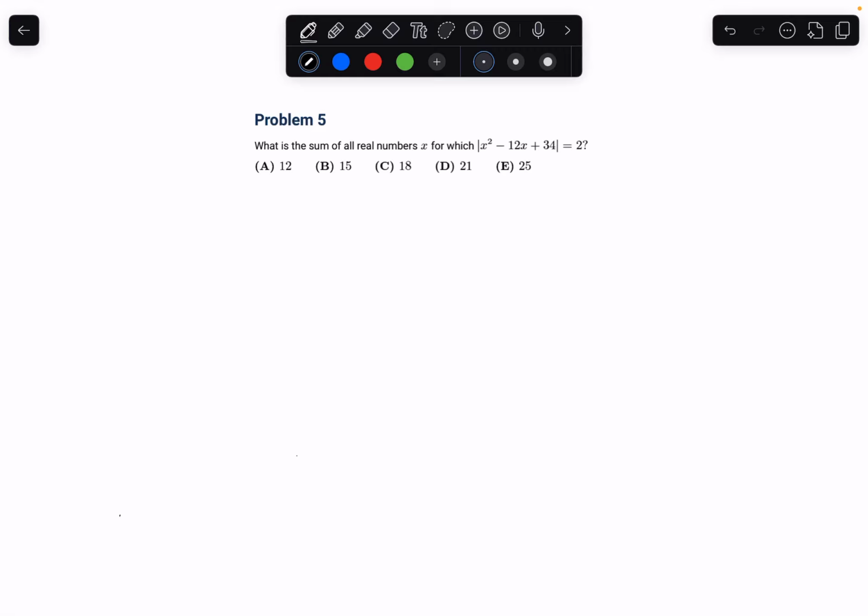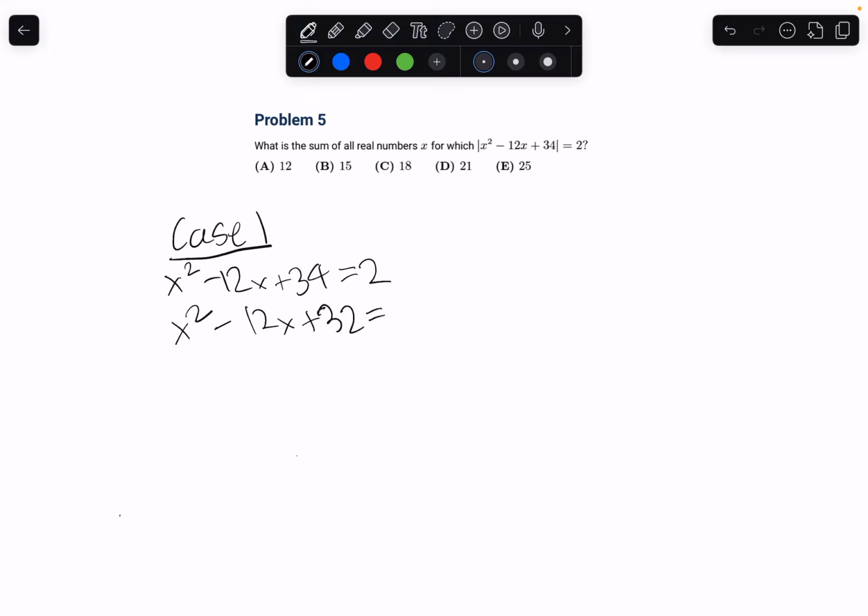So we can split this problem up into two cases. Case one is that the expression inside the absolute value is equal to 2, which means we can just completely get rid of the absolute value since it changes nothing. So we have x squared minus 12x plus 34 is equal to 2. Simplifying, we get x squared minus 12x plus 32 is equal to 0.